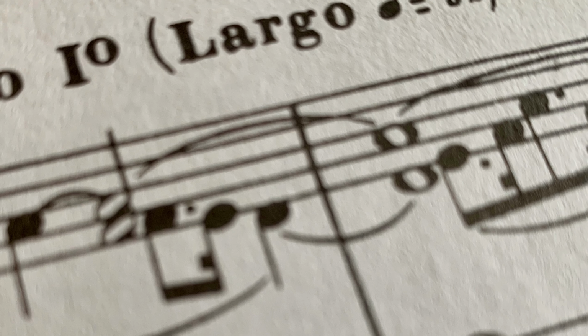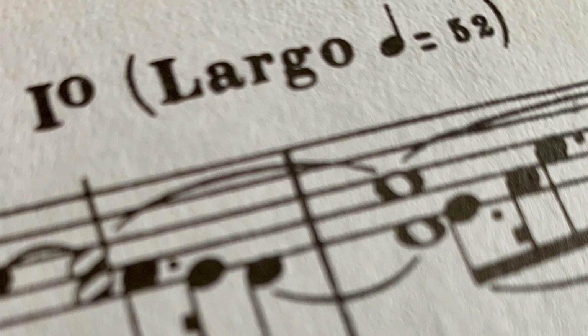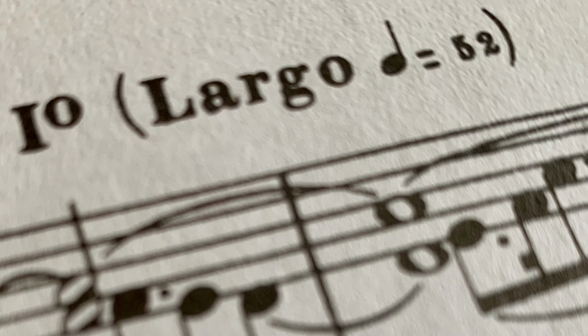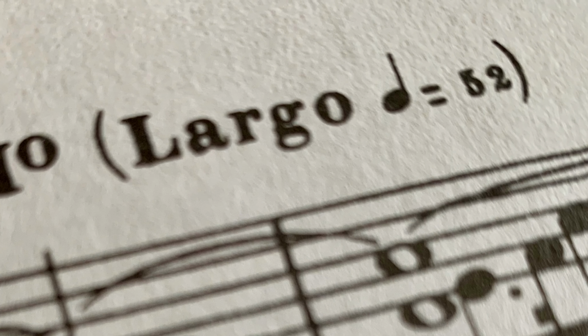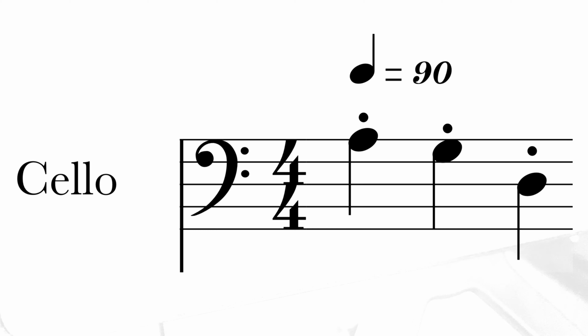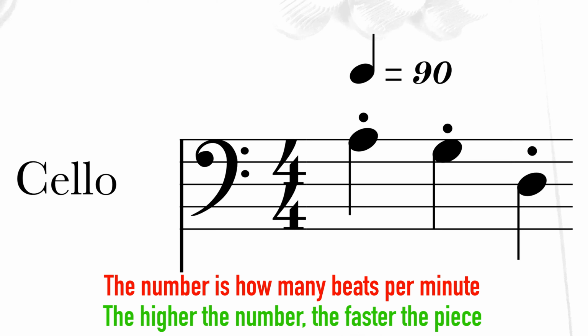The final performance direction in this video is the metronome mark. This is usually found at the start of a piece of music and tells the performer how quickly they should play the piece. Quite often, it will say something along the lines of crotchet equals followed by a number. This is how many beats there are per minute. The higher the number, the faster the music is.